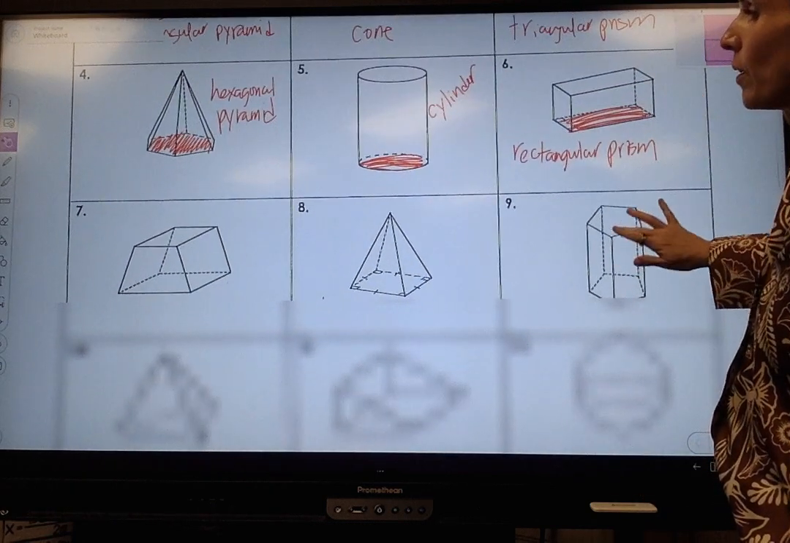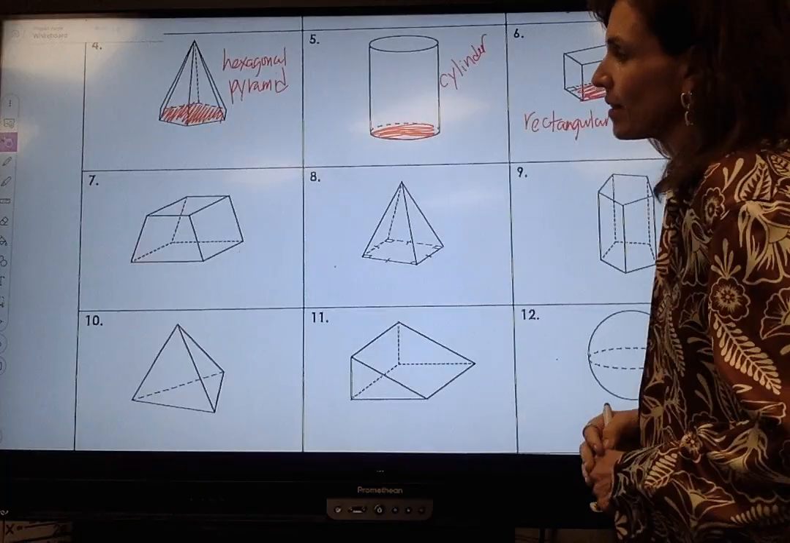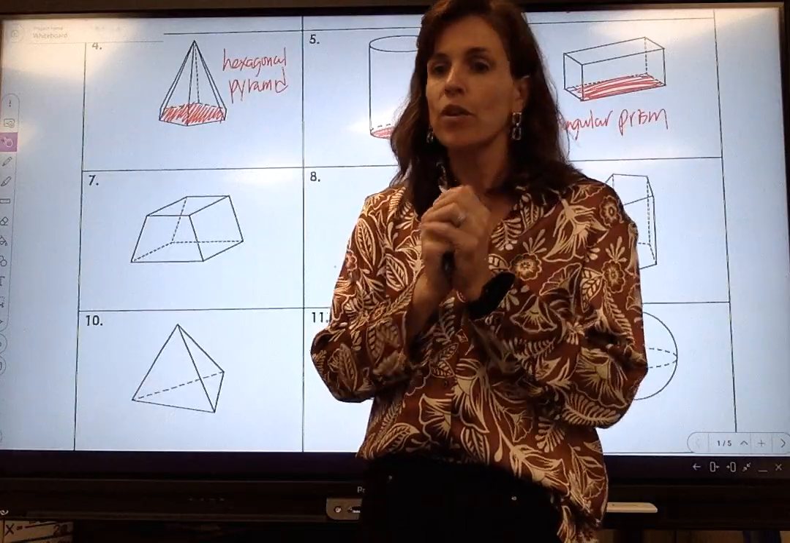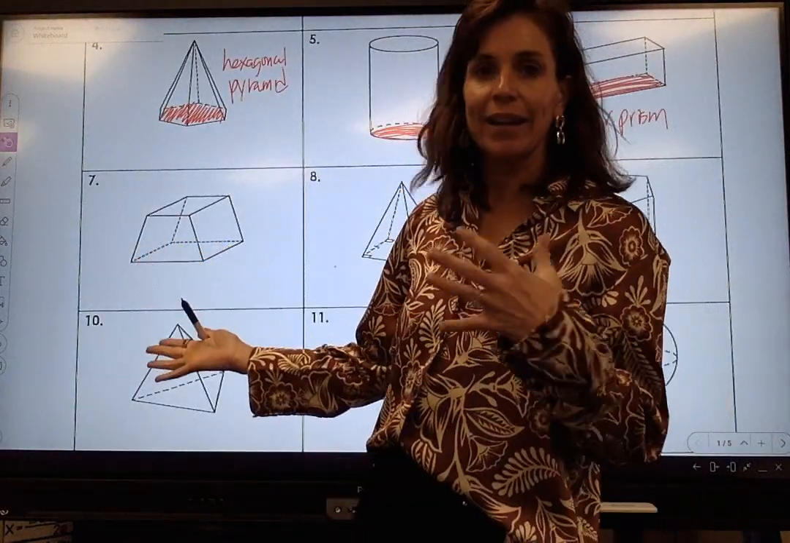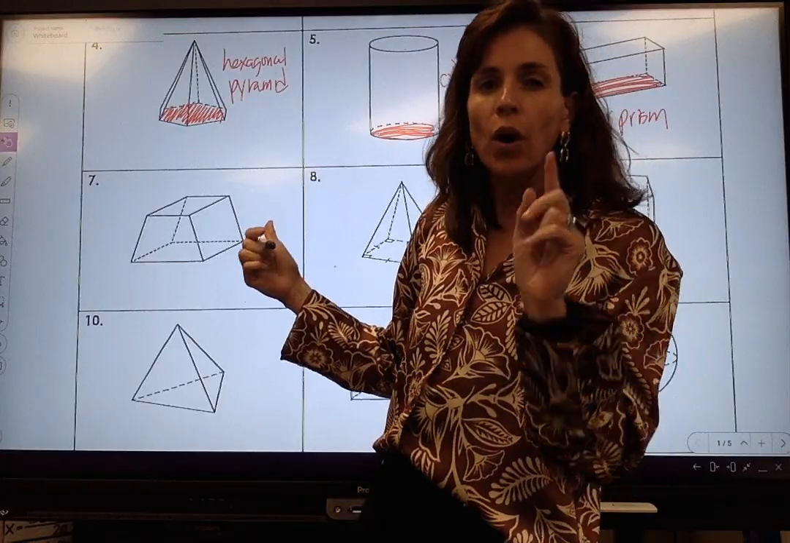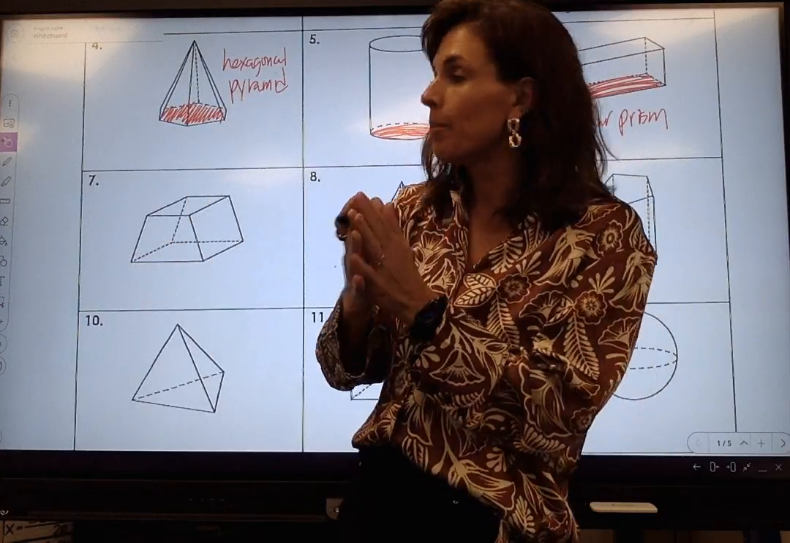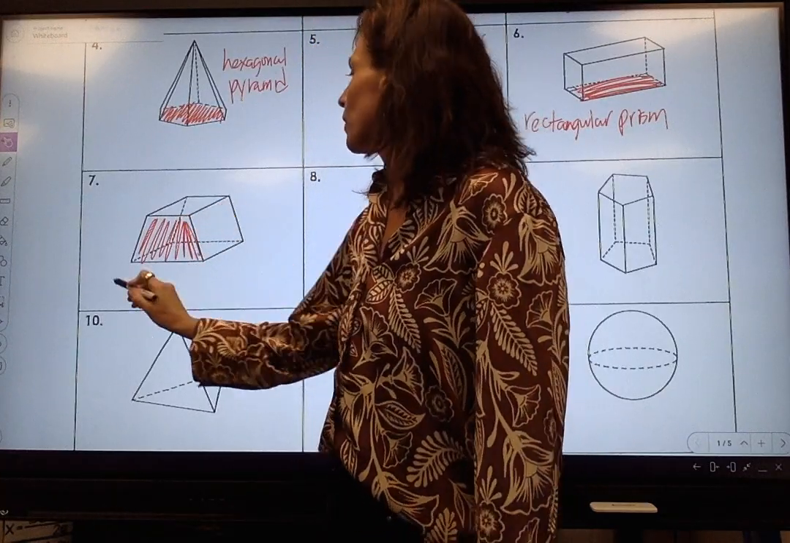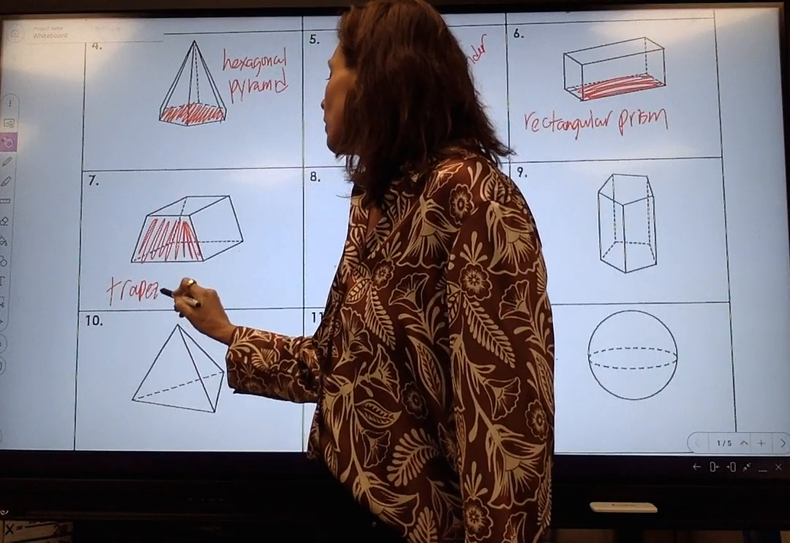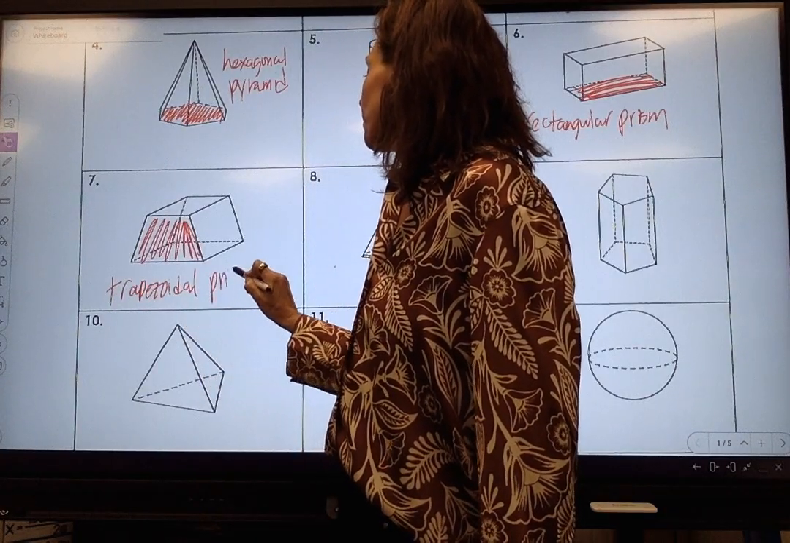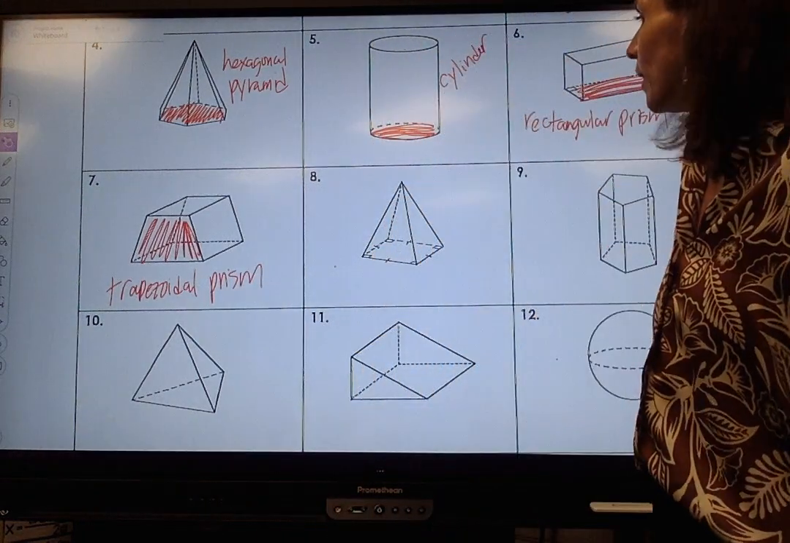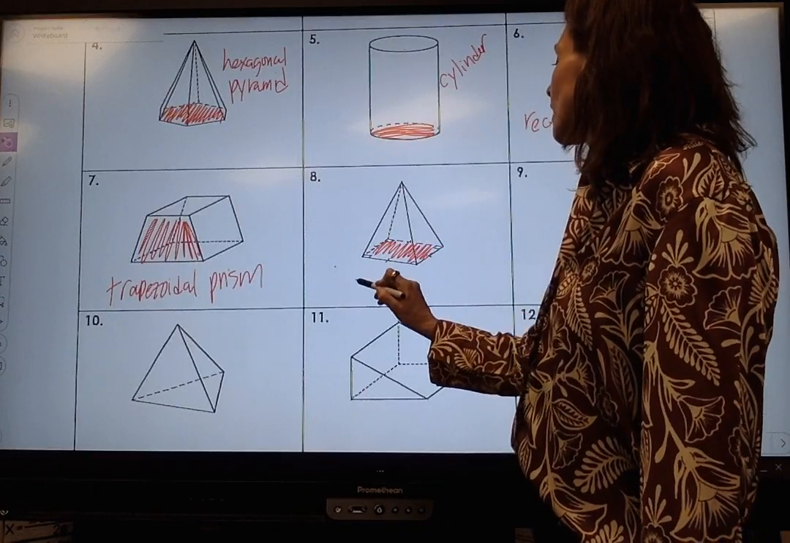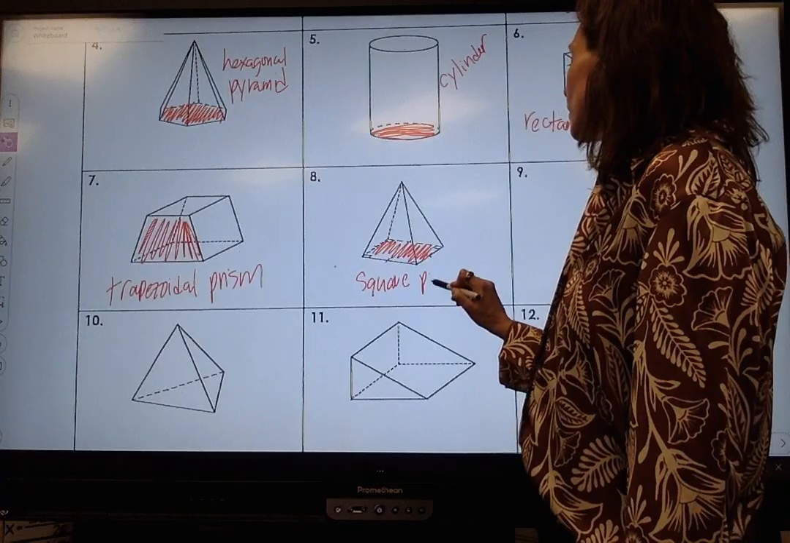All right, let's look at number 7. Now, remember the definition of base. It's two sides that are opposite and congruent of each other. So even though this guy is not lying on the right side where we think of base, the only two shapes that are parallel to each other and congruent is this trapezoid and this trapezoid and back. So this is a trapezoidal prism. Okay? All right, number 8. What is this shape down here? All sides are congruent and 90 degrees. So this is a square pyramid.